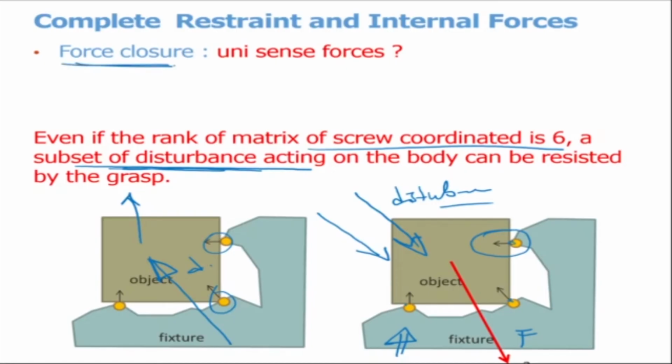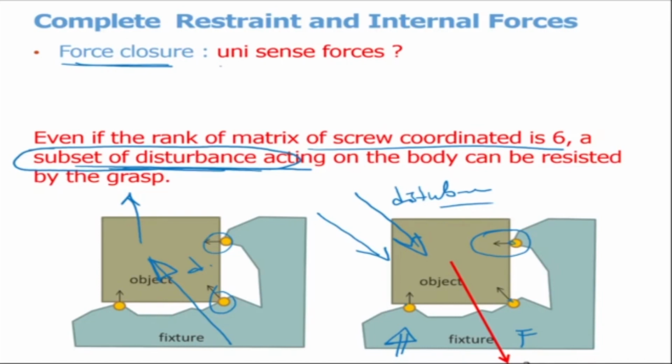So when we say a grasp is under force closure, basically we mean that the object is being held by the fingers and it can resist only a small subset of disturbances acting on the object, not all disturbances. Why does this happen?